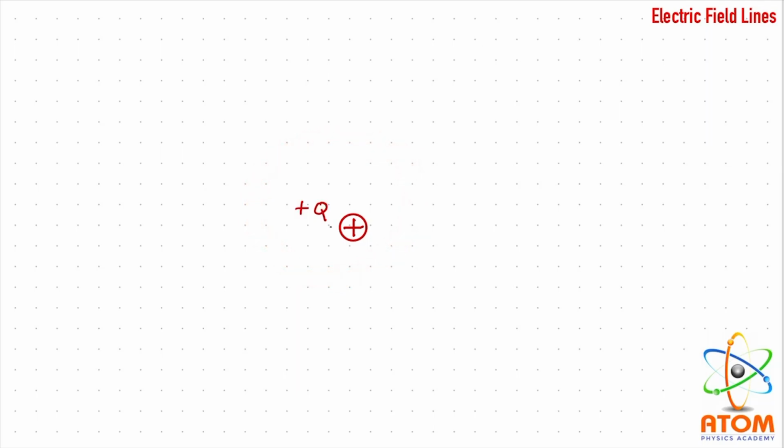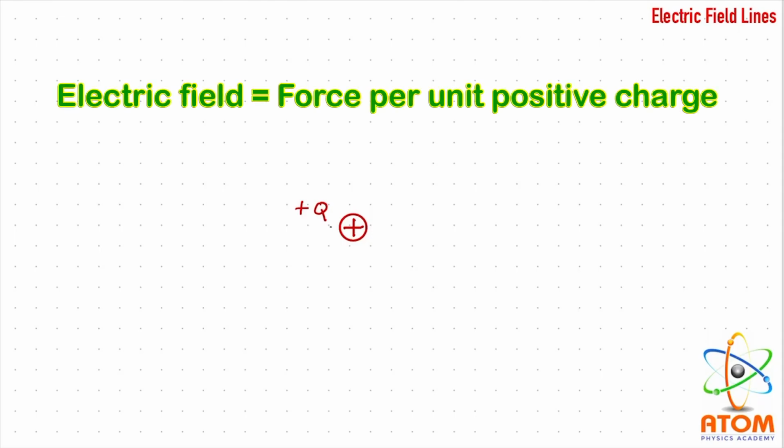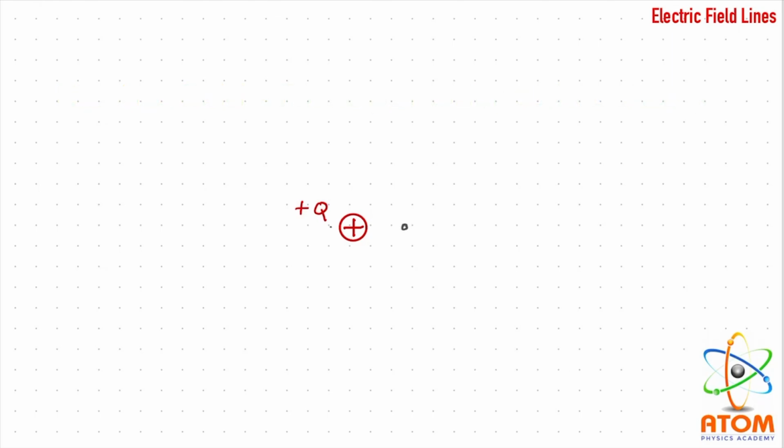Now, as per the definition of electric field, it is a force per unit positive charge. I repeat, electric field is force per unit positive charge. So, I place a unit positive charge here. This unit positive charge will feel a force in the right direction. Now, this is a force vector, but it is a force vector on unit positive charge. That's why this becomes an E vector as well. So this is the electric field vector.